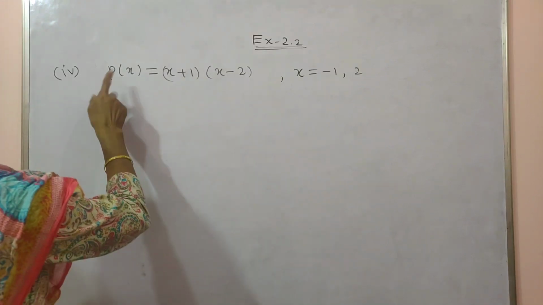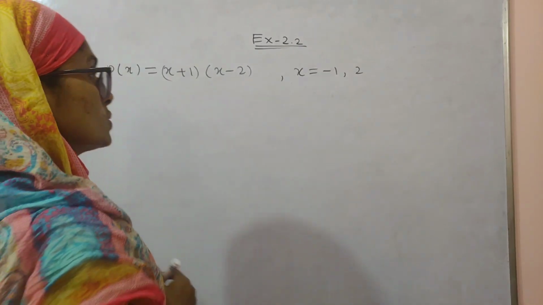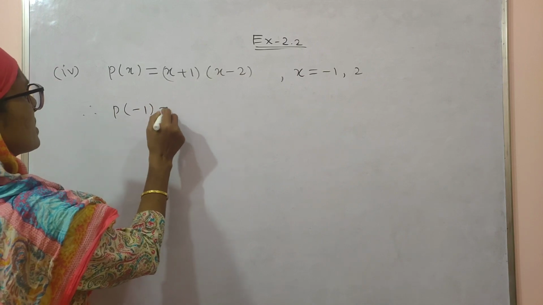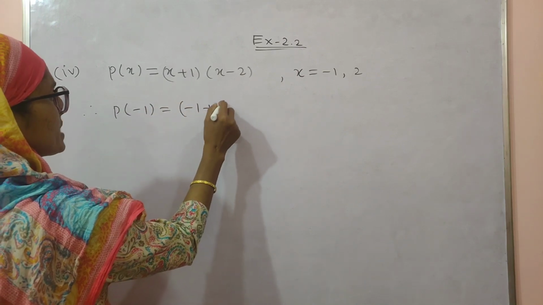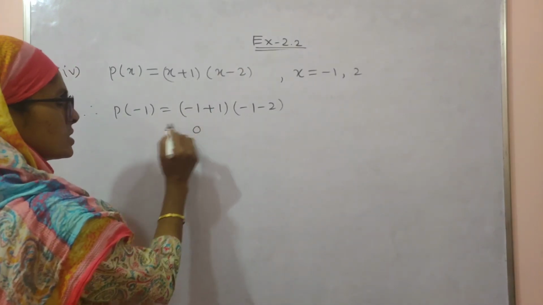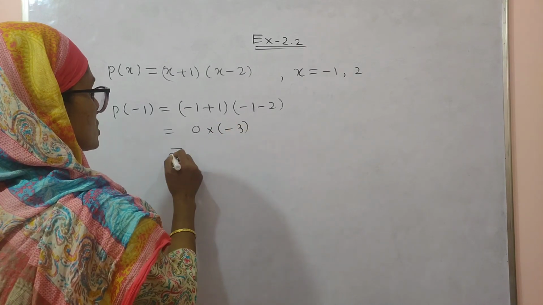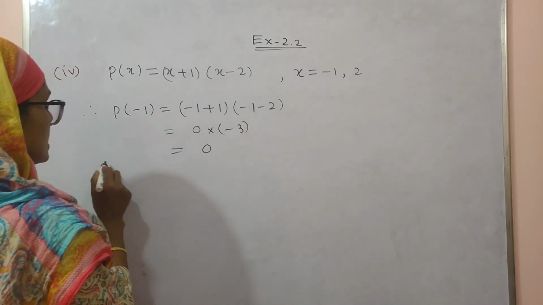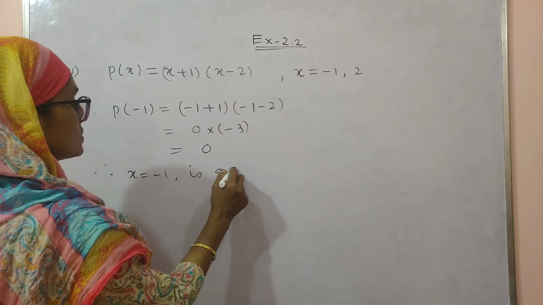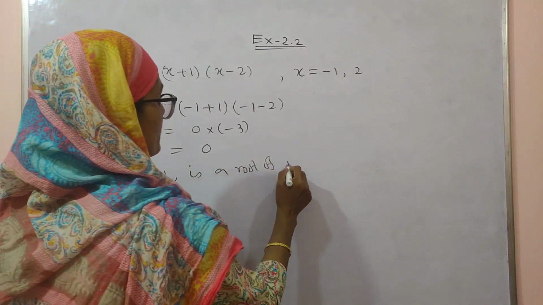Number 4, p of x equal to x plus 1 into x minus 2, x equal to minus 1, 2. So first check for x equal to minus 1. Put the value x equal to minus 1. Minus 1 plus 1 you will get 0, and here minus 1 minus 2 is minus 3. So 0 into something means 0. Therefore, x equal to minus 1 is a root or 0 of p of x.